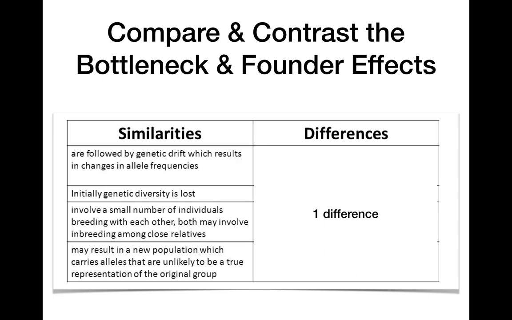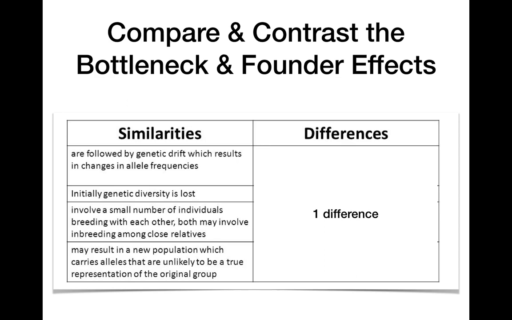Okay, so hopefully you found 4 similarities would be that they both are followed by genetic drift, which results in changes in allele frequency. So they both result in changed allele frequencies. We have initially a loss of genetic diversity. Both have a small number of individuals that breed each other, and that could involve inbreeding, not always, but it could, depending on how small the number is. And that's going to result in a new population which carries alleles that are unlikely to be a true representation of the original group. So for example, Huntington's disease is not very common in the population of humans as a whole on this planet, but it's much more common in African population in South Africa.